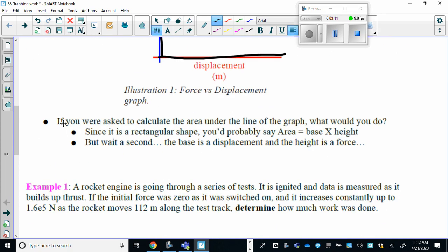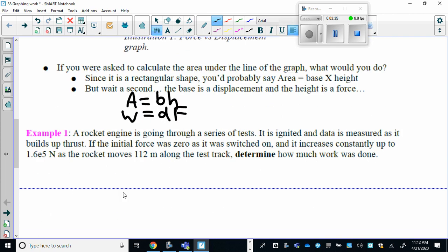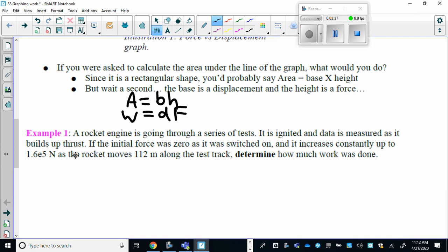And here it says right here, if you were to calculate the area under the curve, what would you do? Since this is a rectangle, you would go base times height. But wait a second, the base is displacement, the height is force, so the area of a rectangle is the base times the height, but the base is displacement, the height is force, therefore this is work.